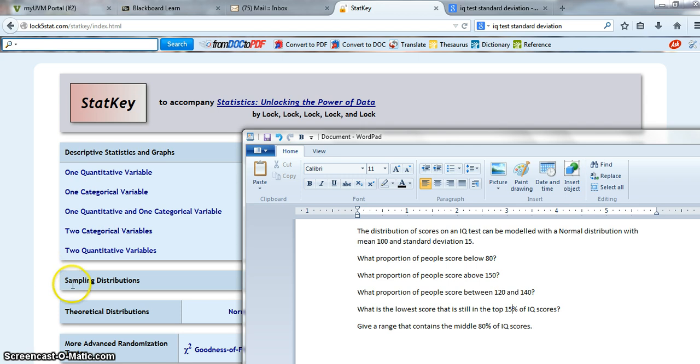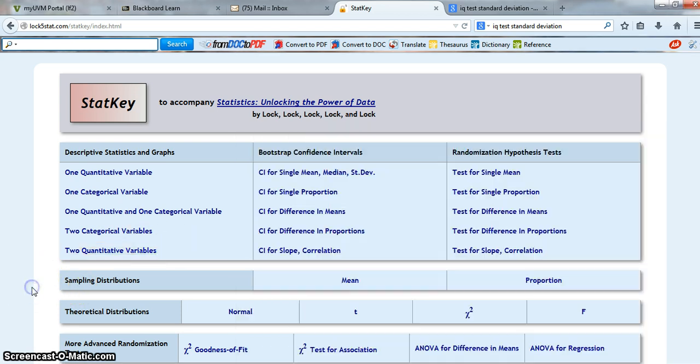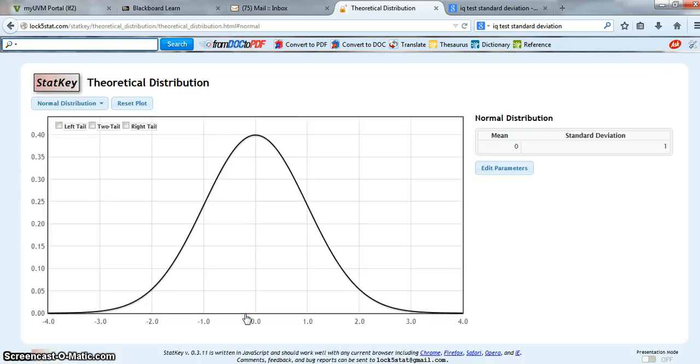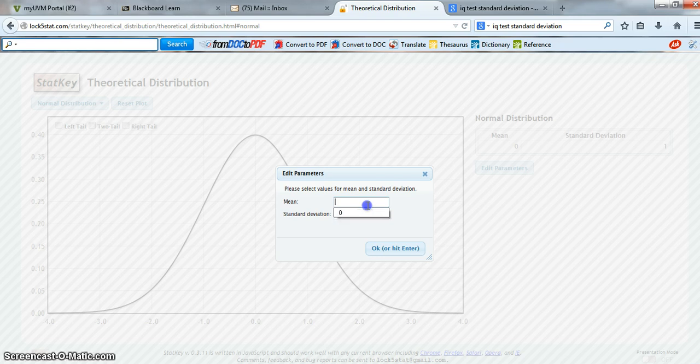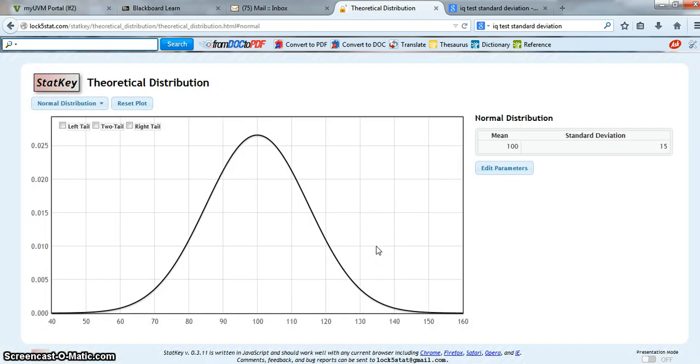To get started, I'm going to go into StatKey. I'm going to be working with the theoretical distribution, which is a normal. And notice when I first come in here, it has mean 0 and standard deviation 1. Those go with what we call a standard normal distribution. But if we're working with another normal distribution like ours, then we can edit the parameters, the mean and the standard deviation. So I'm going to change the mean to 100 and the standard deviation to 15. Okay, so there is our normal distribution that represents the distribution of scores on this IQ test.